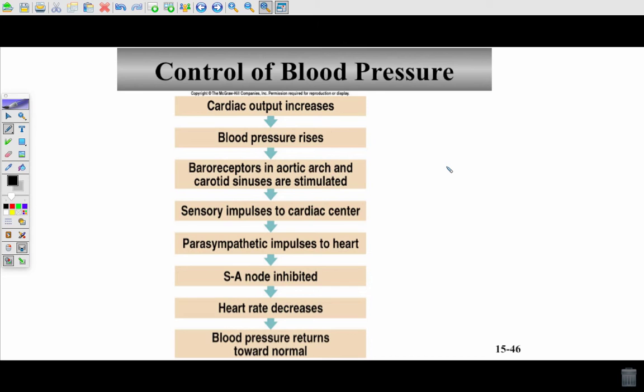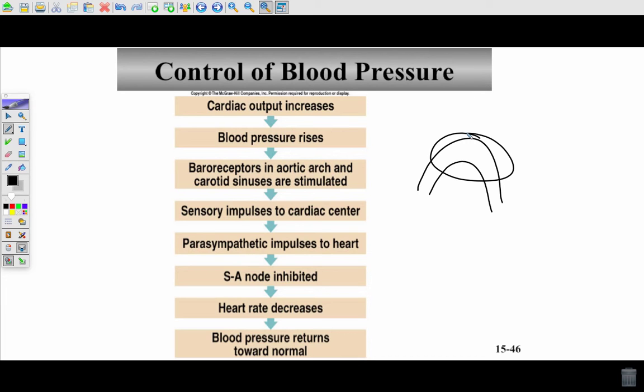Okay, and this is another situation where we want to lower blood pressure. So we take the cardiac output, so the cardiac output increased for whatever reason. So blood pressure went up. And because of that, we have baroreceptors. And these baroreceptors are in, remember the aorta, how it comes out of the heart and goes around? Baroreceptors are here in this aortic arch, and also in the carotid sinuses.